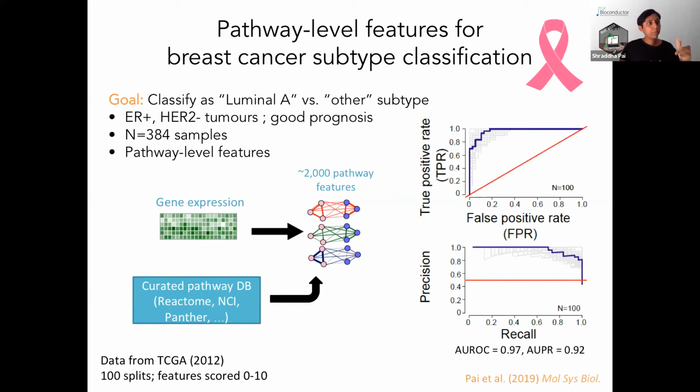Here's an example that was part of our methods paper. The task is to classify breast tumors as being of luminal A subtype or a different subtype. Luminal A subtype is a type of breast cancer with good prognosis. Here we start with just mRNA data, and we break it up into 2,000 pathway level features, and we run netDx. The predictor does really well at the end of the day in almost perfectly separating tumors as luminal A or other subtype.